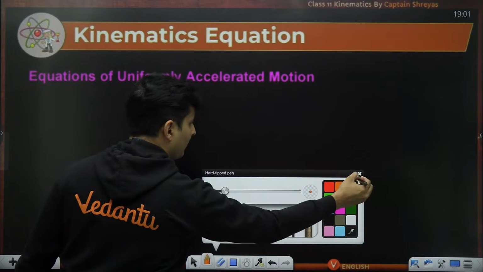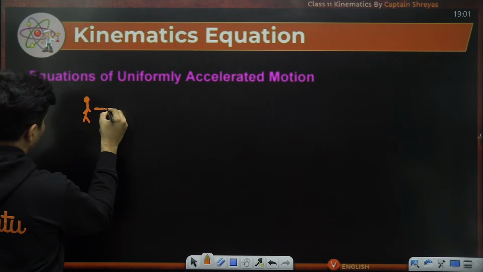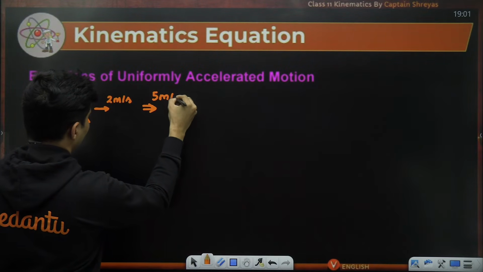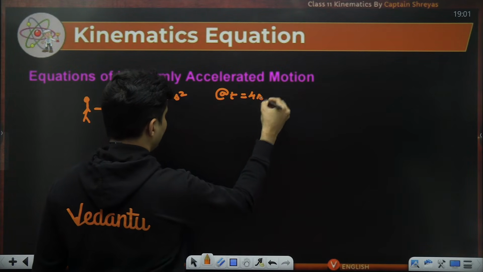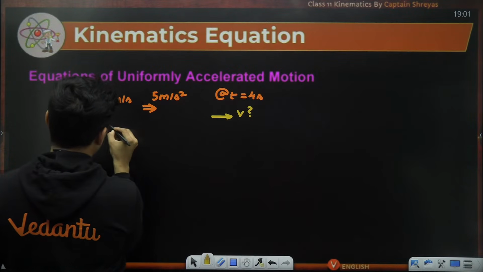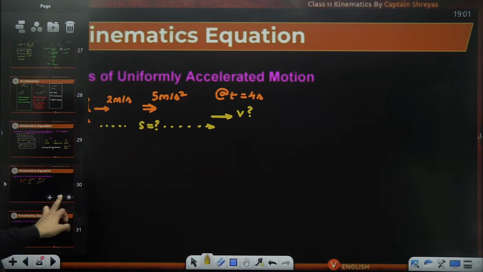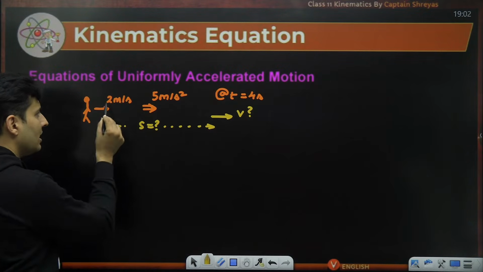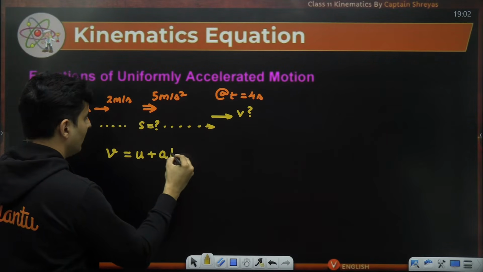So let us say, for example, there is a Pandu over here. This Pandu is initially moving at 2 meters per second and is having some acceleration of 5 meters per second square. Then at t equal to 4 seconds, I want to know what is this Pandu's velocity and how much has this Pandu moved in this process. I want to find these two things. So how do we exactly do this question? As we can see, we have to find the final velocity. Initial speed is given, acceleration is given. So most likely we can use v is u plus acceleration multiplied by time.